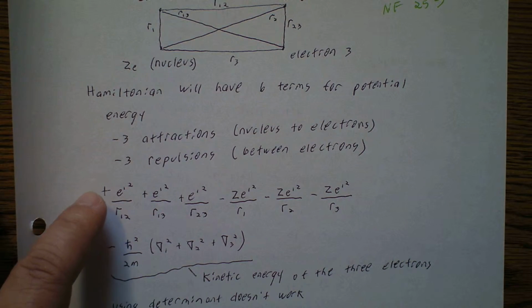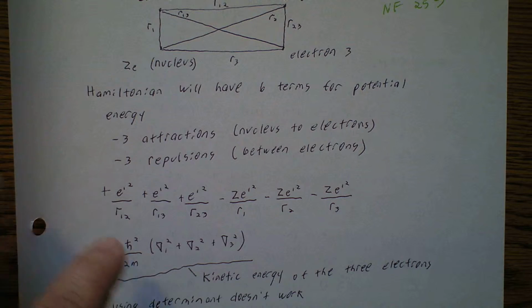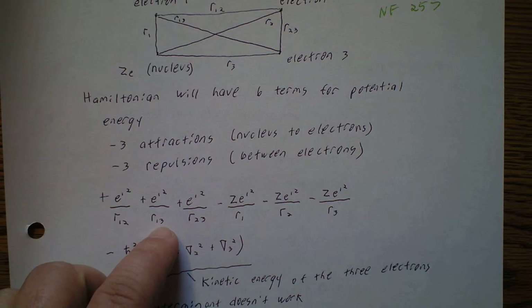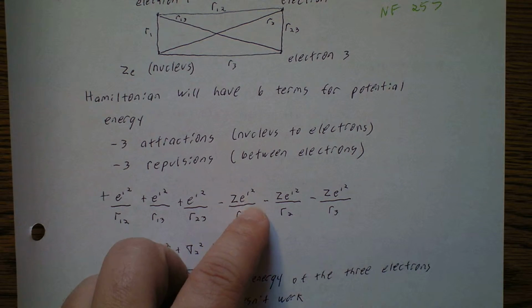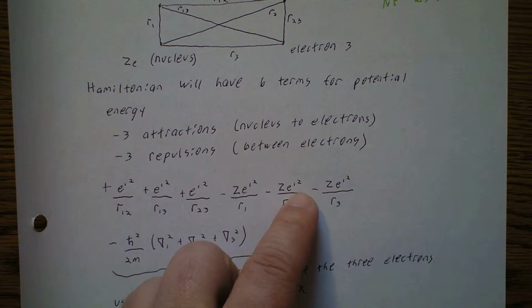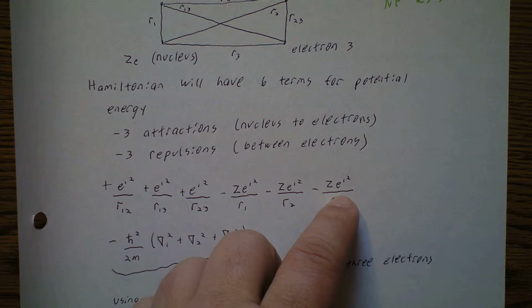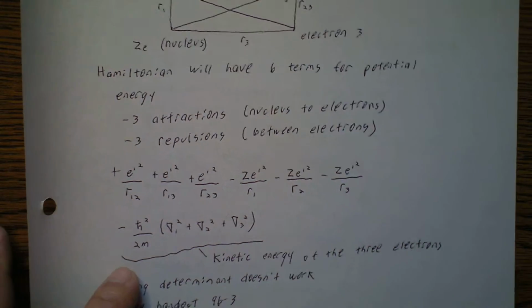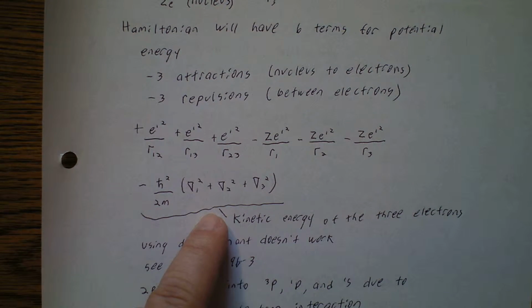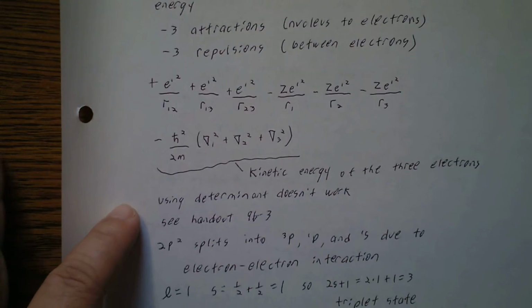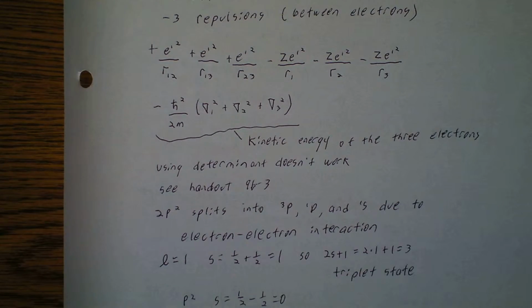So we have plus e prime squared over r12 plus e prime squared over r13 plus e prime squared over r23 minus Z e prime squared over r1 minus Z e prime squared over r2 minus Z e prime squared over r3. And then we have minus h bar squared over 2m times del 1 squared plus del 2 squared plus del 3 squared. That's the kinetic energy of the 3 electrons. So using determinants doesn't work.